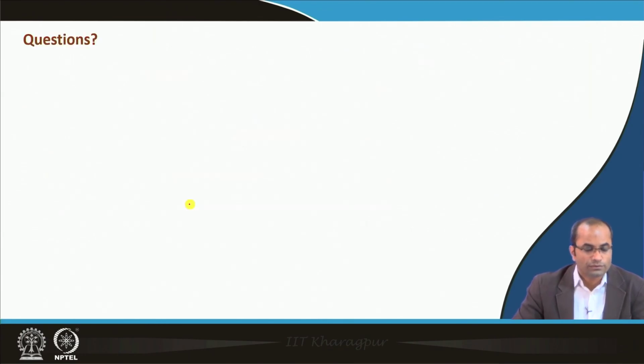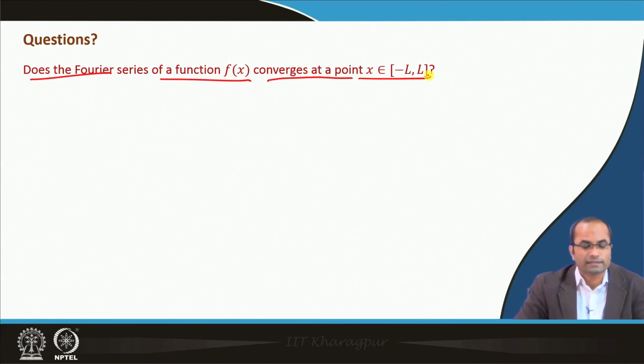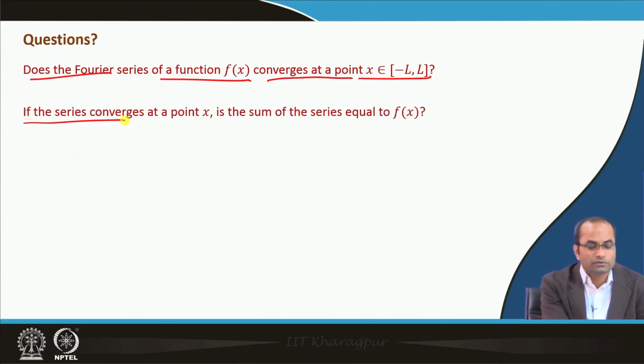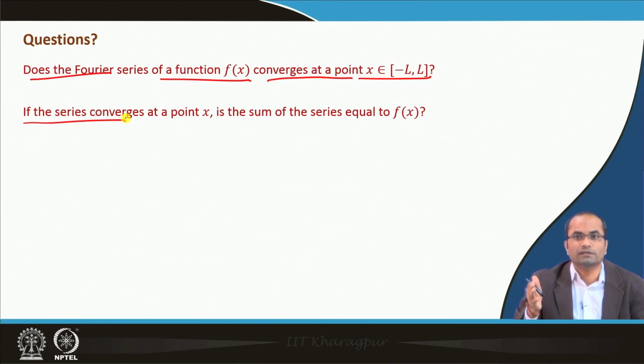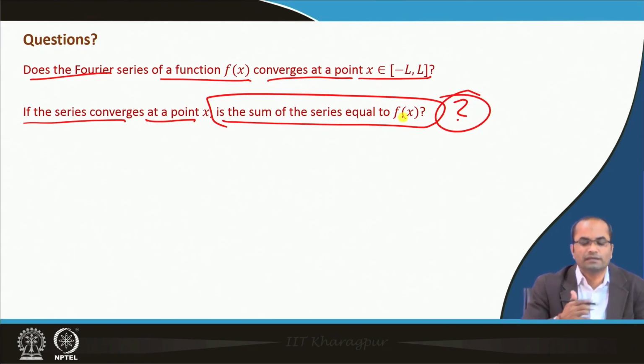Well, so now the questions we have again: does the Fourier series of a function f x converge at a point x? The first question is whether the Fourier series always converges for any x in the interval minus L to L. And if the series converges, is the sum of the series equal to f x? There are two questions, one about the convergence itself, and the other about the sum. And this is what we have seen, that the sum is not equal to f x in the earlier example itself.